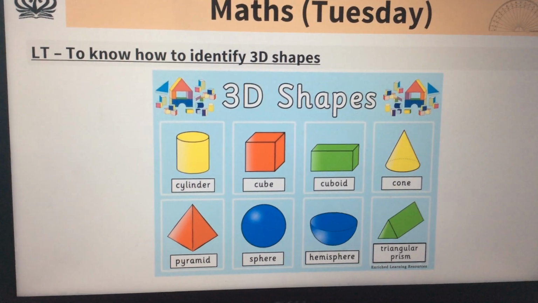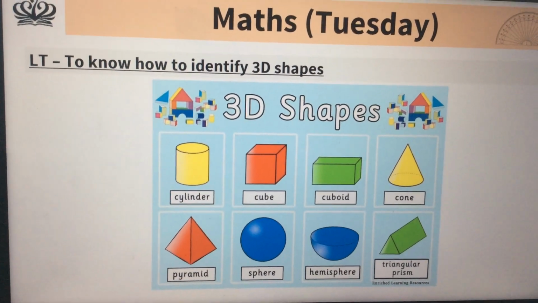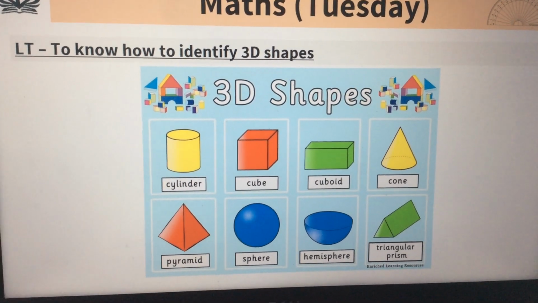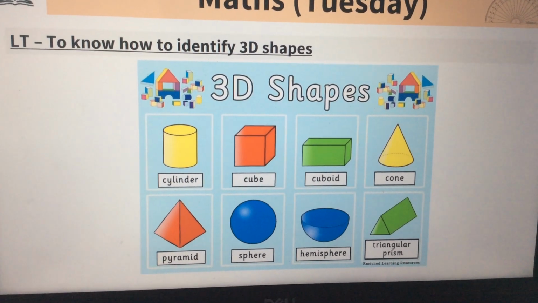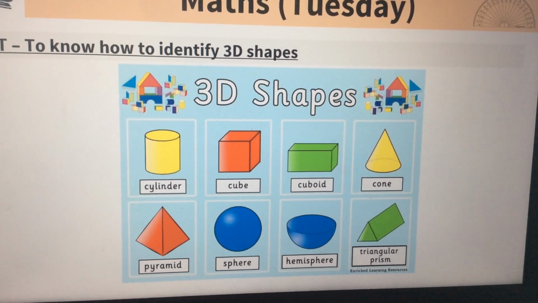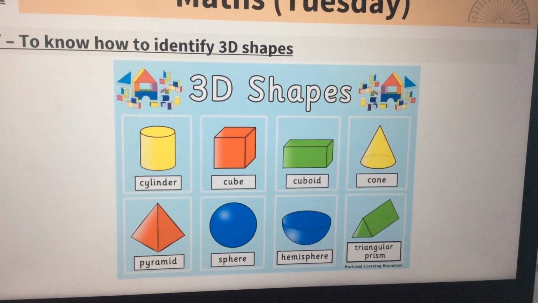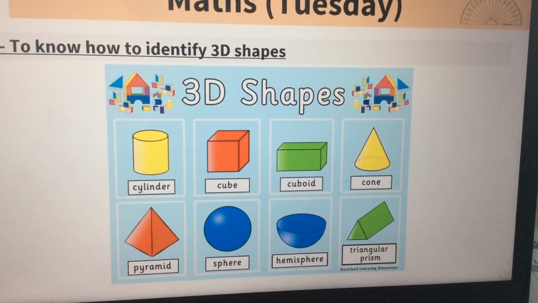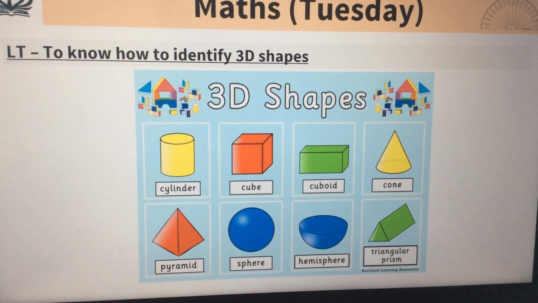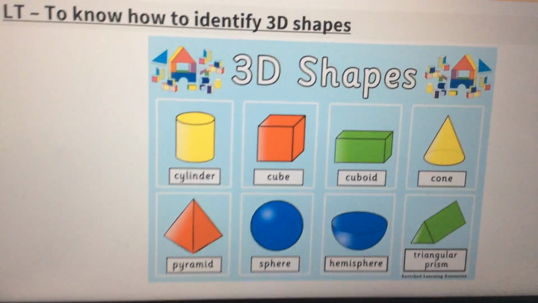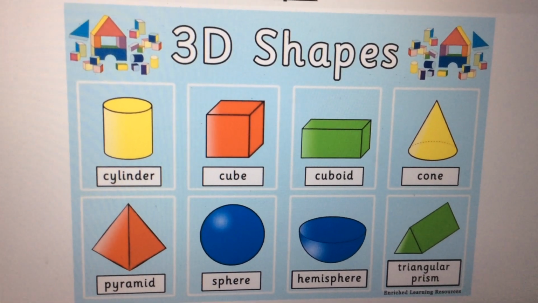Right, today we are moving on to 3D shapes and our learning target for today is to identify 3D shapes and also their properties. Their properties means the things that make them that shape. So we're talking about faces, sides, and vertices, and we'll come on to that a bit later. These are all shapes which you should be familiar with from lower down the school.